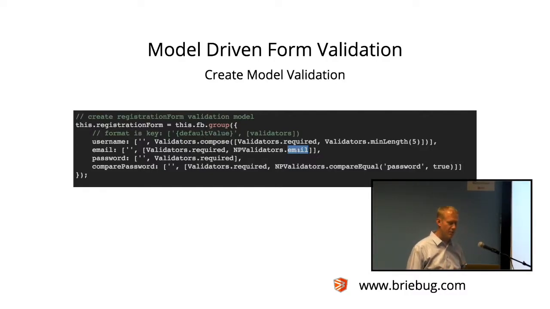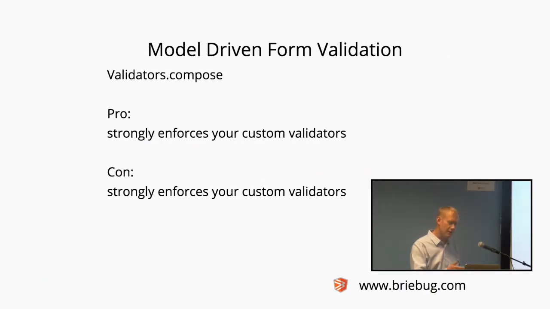One of the nice things with TypeScript is we can override the typings and say we don't really need validators compose. We can go around it and just put both of these in an array, and it picks them both up. It's just not doing the type checking for us in this case. So it gets back to this: validators compose, the pro is it strongly enforces your validators. The con is it strongly enforces your validators. We found it to be a little bit problematic. We're hoping that this gets cleaned up a little bit.